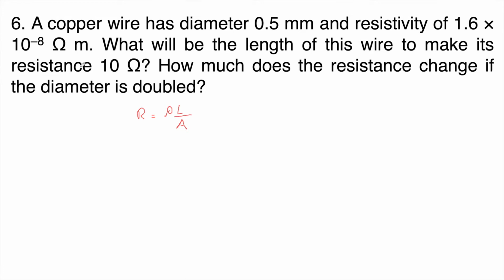Okay, R is given 10 ohm. Rho is given 1.6 into 10 raised to minus 8. Length is not given here, and the diameter is given here for finding the area. So the length only we should find here. That means from this formula, length is equal to R into A by rho. The area is not directly given here, so the formula we will use to find the area is pi r square. Radius is not given here, so the diameter we will use to find the radius.